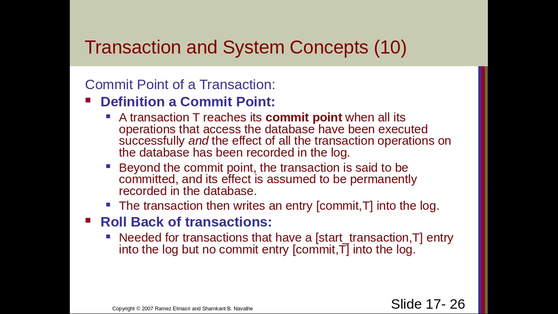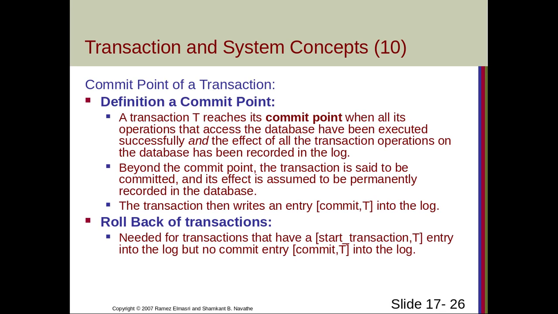Then, the commit point of a transaction. Definition of a commit point: a transaction T reaches its commit point when all its operations that access the database have been executed successfully and the effect of all transaction operations on the database has been recorded in the log. Beyond the commit point, the transaction is said to be committed and its effect is assumed to be permanently recorded in the database. The transaction then writes an entry commit T into the log.